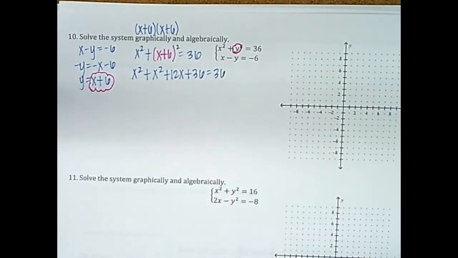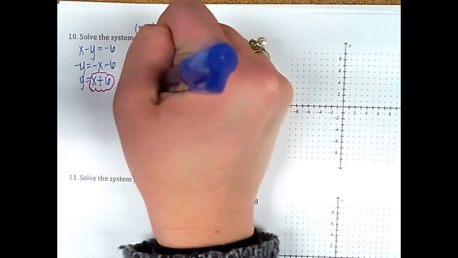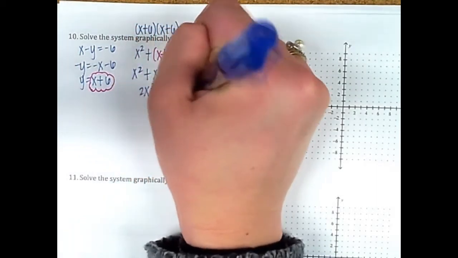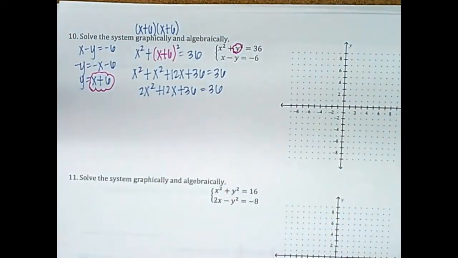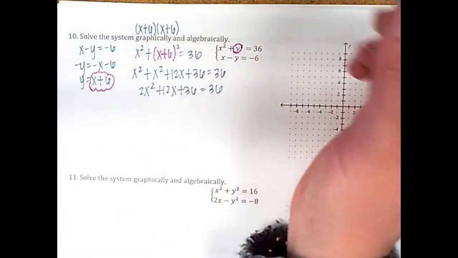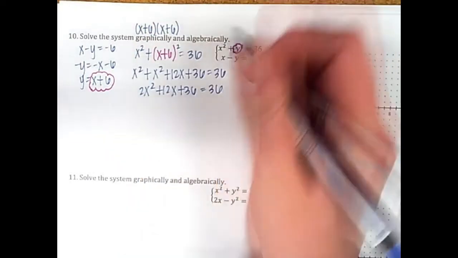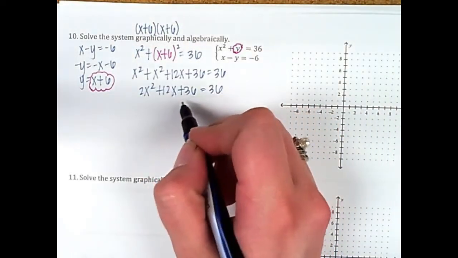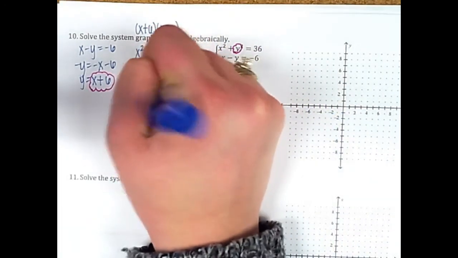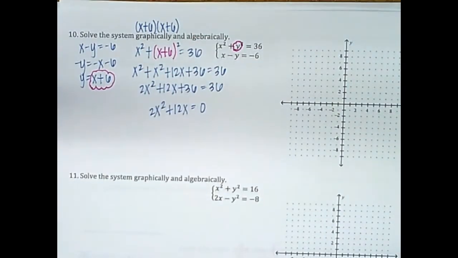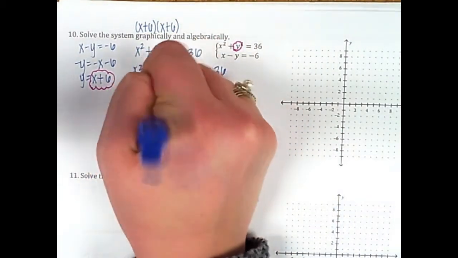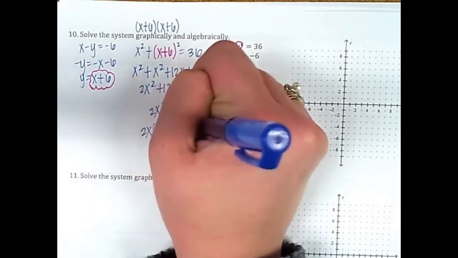Okay, so then I would combine like terms. 2x squared plus 12x plus 36 equals 36. Because I have that x squared, I want to get it so I have this equal to 0. So to get that equal to 0, I'm going to subtract 36 from both sides, and what you should recognize happens is this goes away. And so we're left with 2x squared plus 12x equals 0. And so now I can factor, and it actually makes it really easy to factor because I have a GCF. I factor out a 2x, and I'm left then with x plus 6 equals 0.